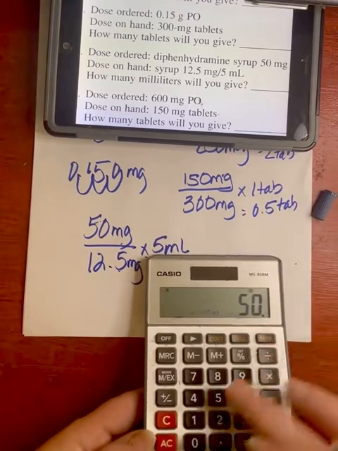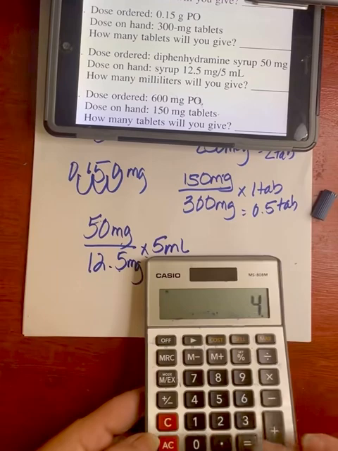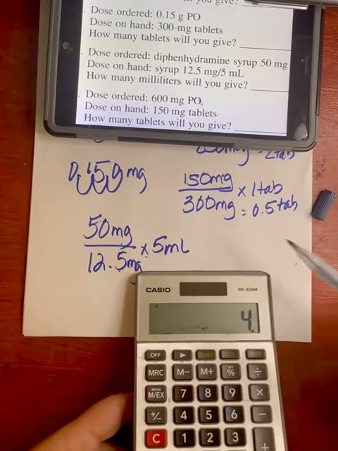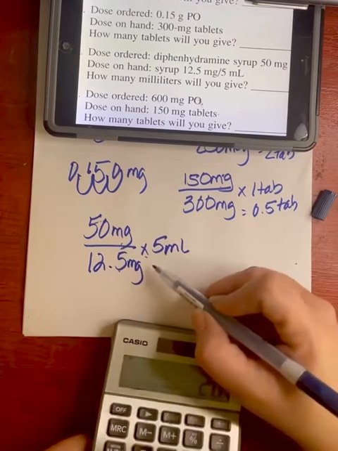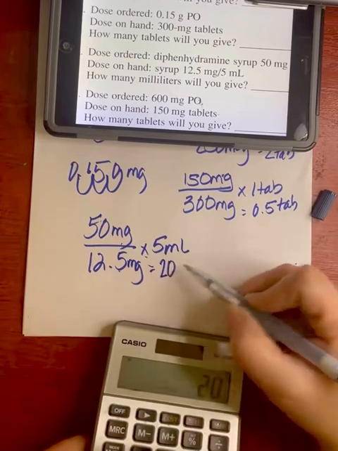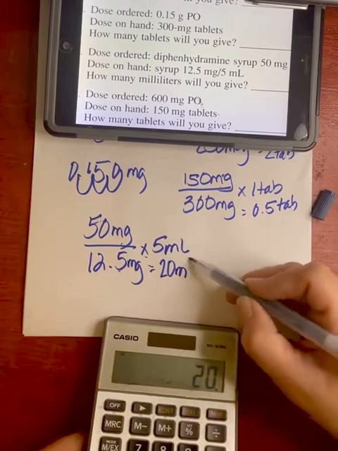50 divided by 12.5 equals, you're not done. There's a 5 right there, so we got to do times 5. And so they would need 20 milliliters.